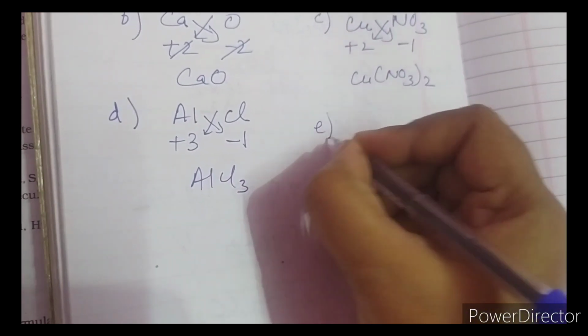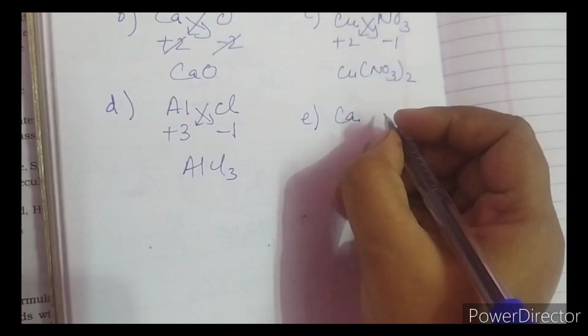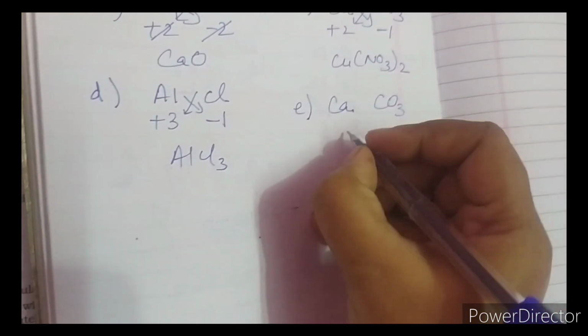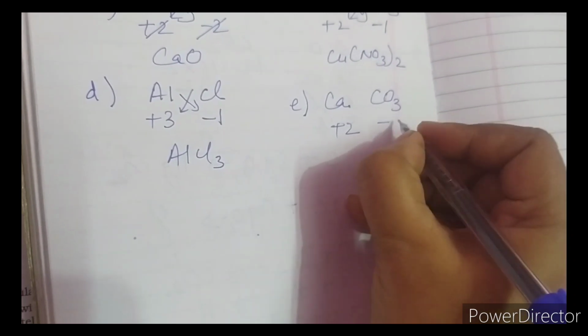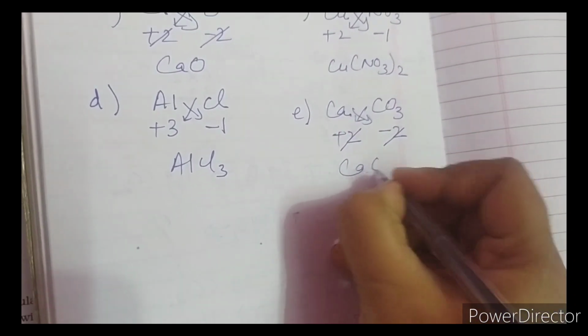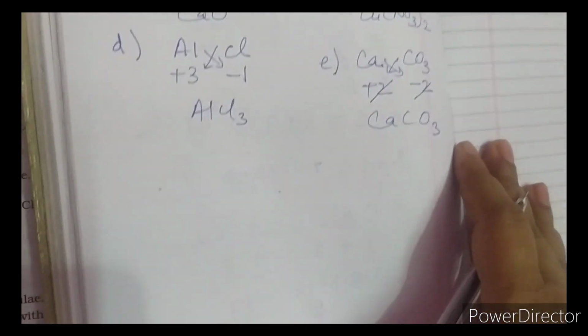Next is E part, calcium carbonate. Symbol of calcium is Ca. Carbonate symbol is CO3. Valency of calcium is +2, carbonate -2. 2 ones are 2, 2 ones are 2. Cross multiply and you will get the formula as CaCO3.